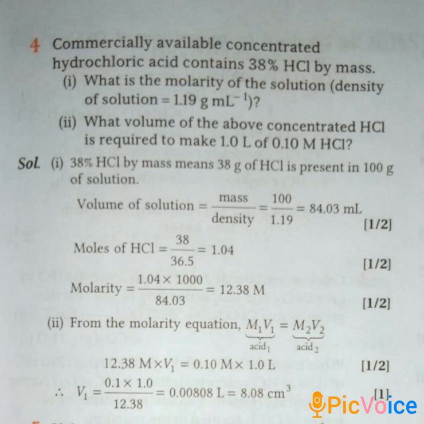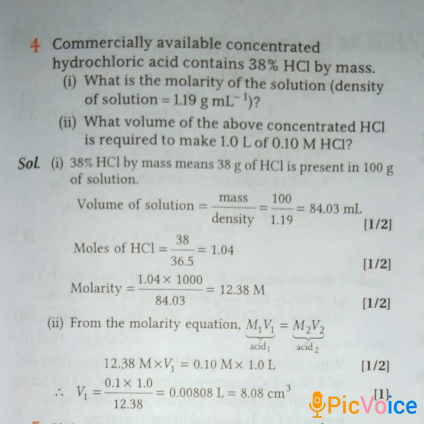We know that density equals mass by volume. So by this we will be calculating the volume of the solution. Here they are asking what is the molarity of the solution. So for molarity, what will we do, students? For molarity, it is very important to know the volume of solution, because molarity is the number of moles of solute divided by volume of solution in liters. So first we have to calculate volume.